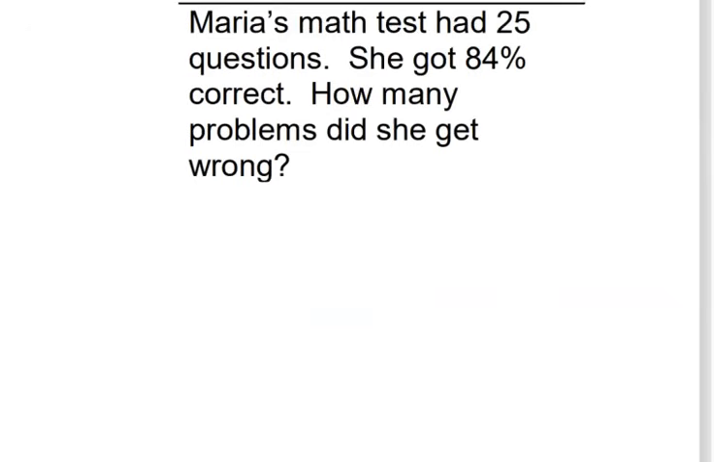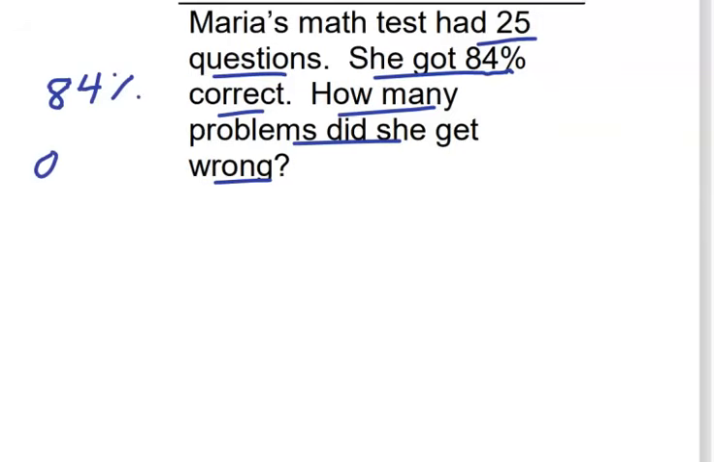Maria's math test had 25 questions. She got 84% correct. Okay, that's not a bad grade, right? How many problems did she get wrong? Okay, so remember 84% is the same as 0.84, right? Because 84 100ths or 84 over 100. So we can take any of these and figure this out.